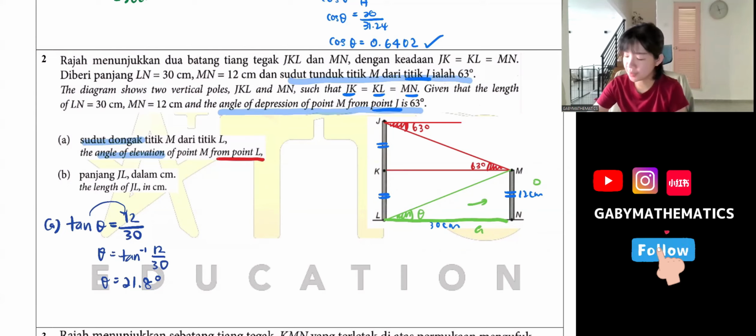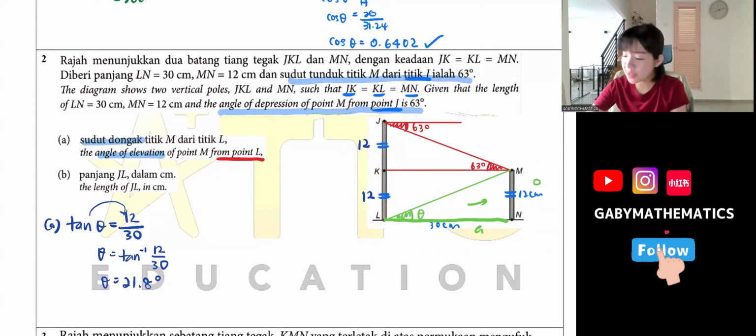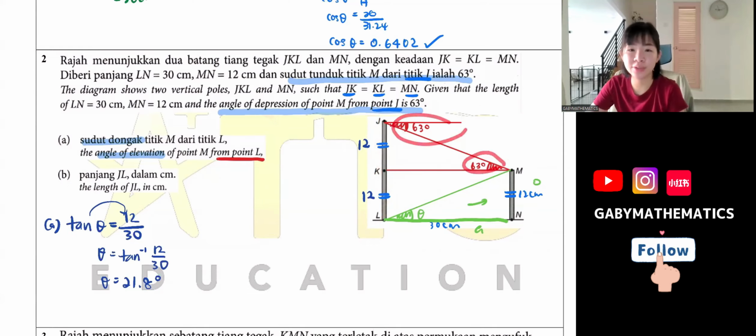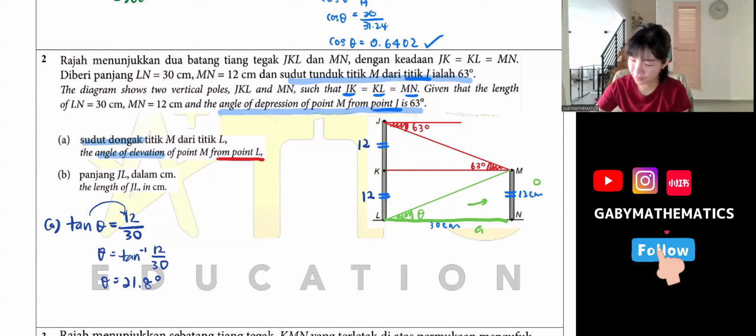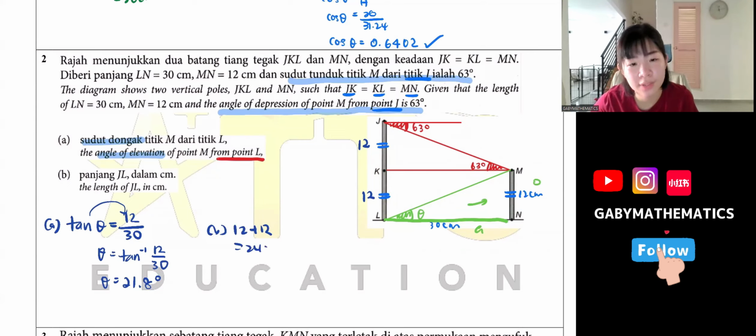Because the question is so kind to tell you that all these are the same length, this is 12, this also is 12. So they ask what is the length of JL. So which is 24. Which means in this question they give you 63 for fun. You're not going to use this 63 to do anything. Alright, they say everything is equal. Oh, okay. So part B is finished already, just 12 plus 12. You get 24 cm.